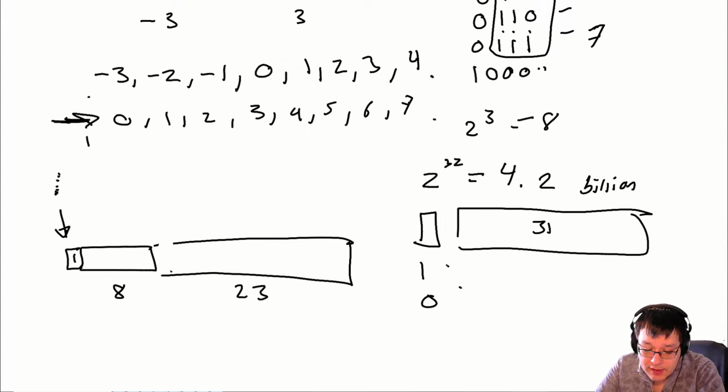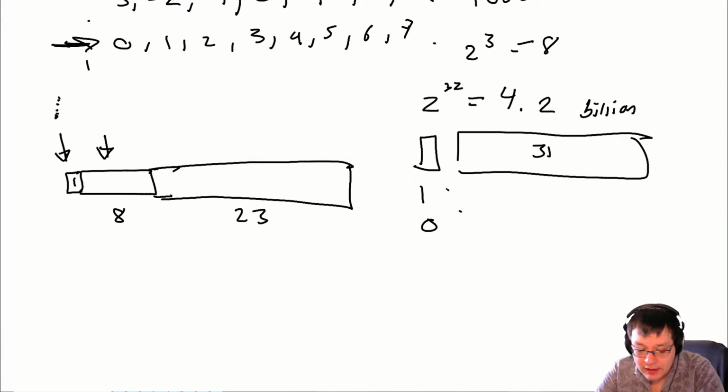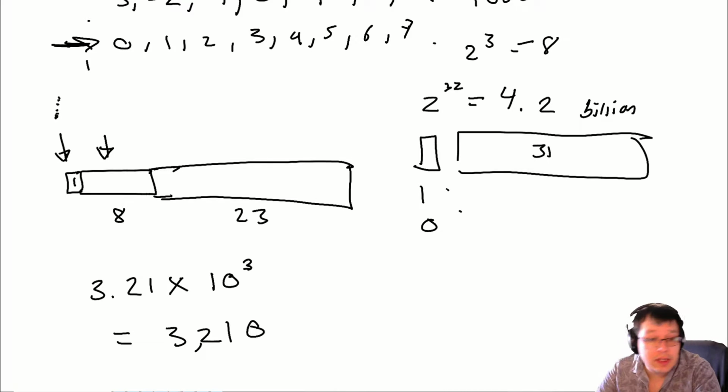And then the next part is going to be, this number represents a scientific notation, in the sense of, do you guys remember in your math classes when they do something like 3.21 times 10 to the third power? That means this number is actually 3,210.